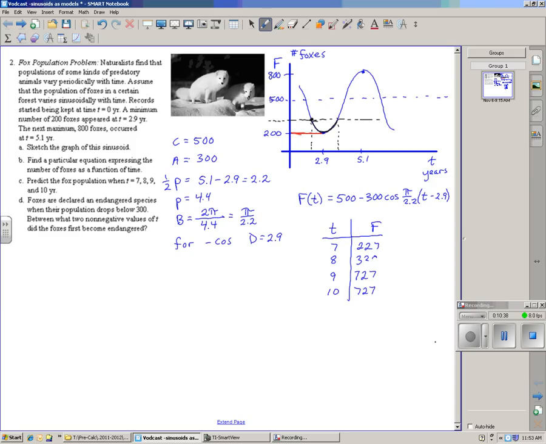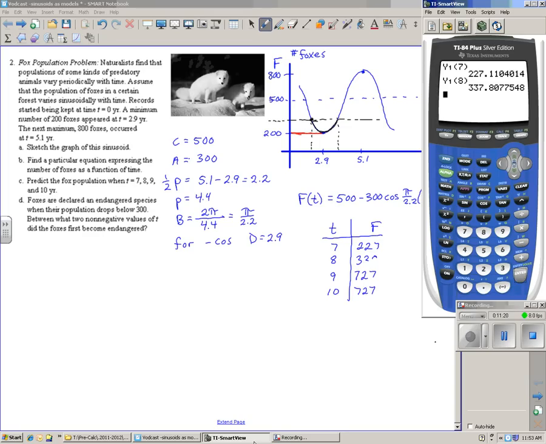What are the times associated with that part of the graph? Between what two non-negative values of t did the foxes first become endangered? That's what they're asking about, right there. And one way I could do that is to set f of t equal to 300 and solve this algebraically. There have been several vodcasts about solving equations algebraically, and you should practice that some more if you're having a little difficulty with that. But that's not what we're going to do here. We're going to do this. I don't think we've really demonstrated how to do this numerically using your calculator, which is a really nice method.